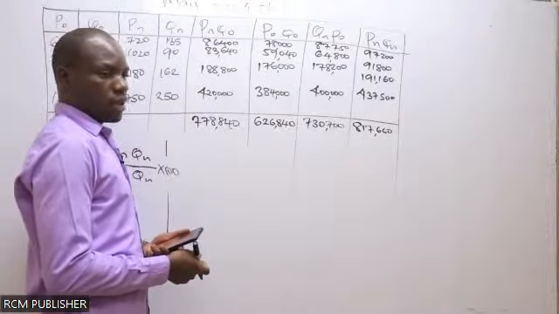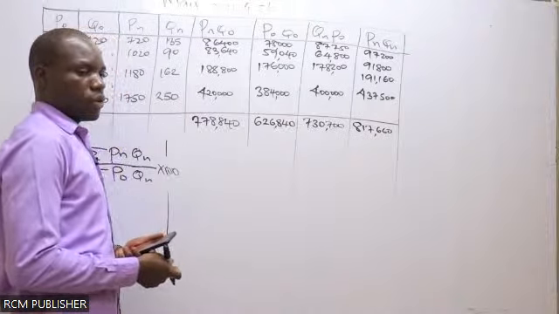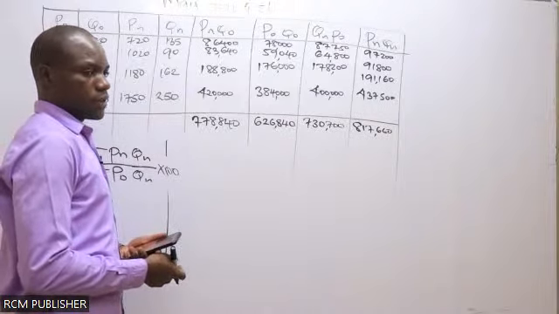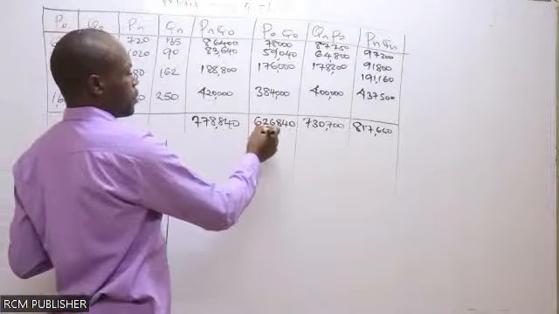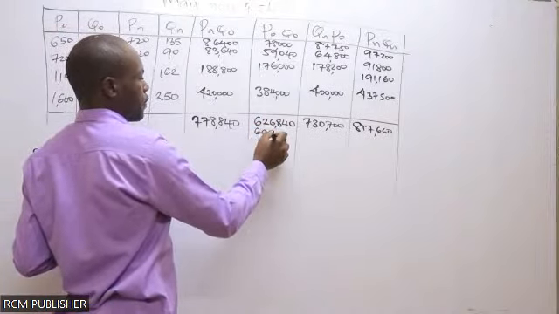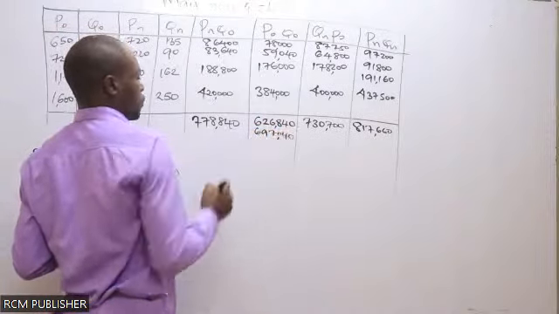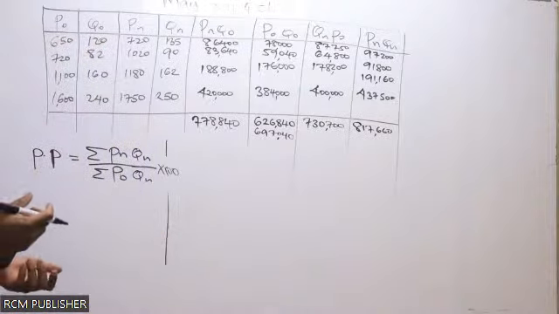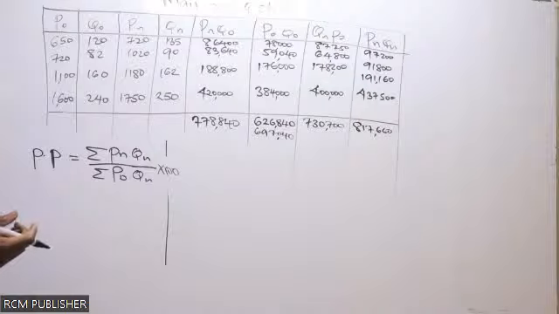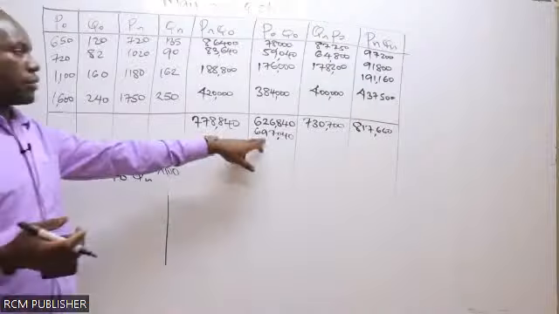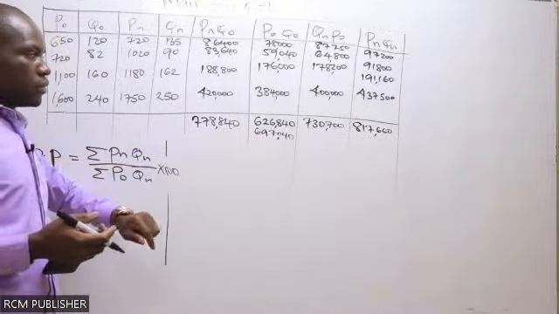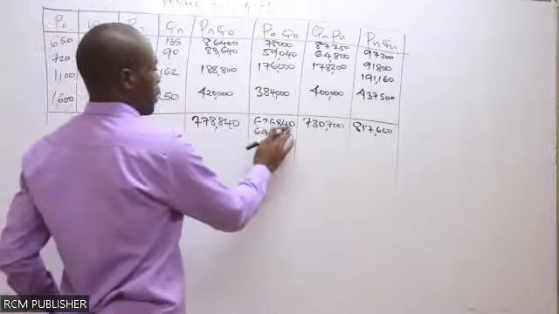Okay, Nelly is telling us that the value for POQO has a problem. We have 697,040. So which one is correct? Recalculate, then you tell me. Is it the first one or this one here? 67. So this one here is wrong.